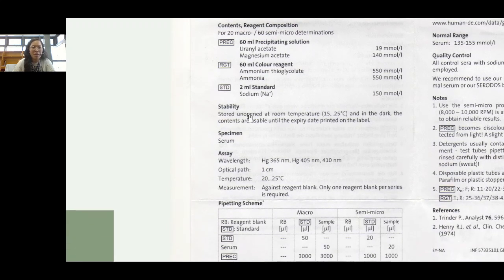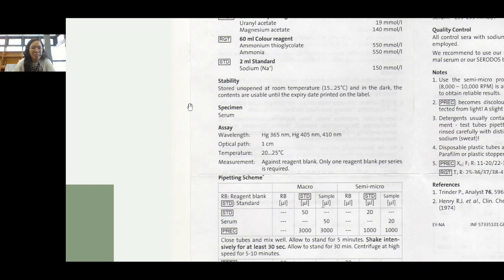Then, of course, you have your standard. So, in terms of stability, stored opened at room temp and in the dark, the contents are usable until the expiry date. And so, it is emphasized here that as much as possible, your reagent is kept in the dark, with no light.